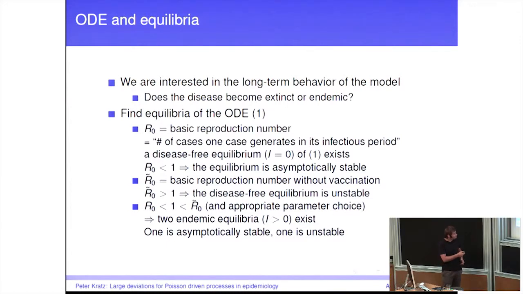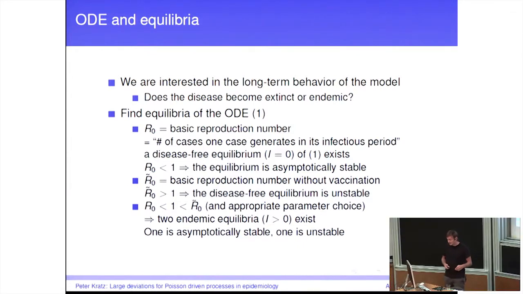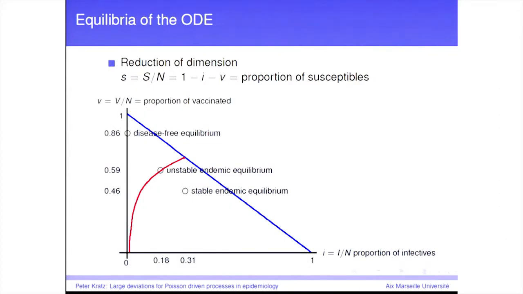But if we're in between these two numbers, and then admittedly some other parameter choices have to be nice, then in addition to the stable disease-free equilibrium, we have also two endemic equilibria, where one of them is stable and one of them is unstable. So in this case, we have a bistability of this model.